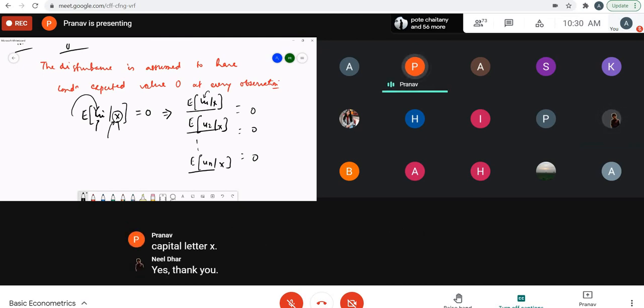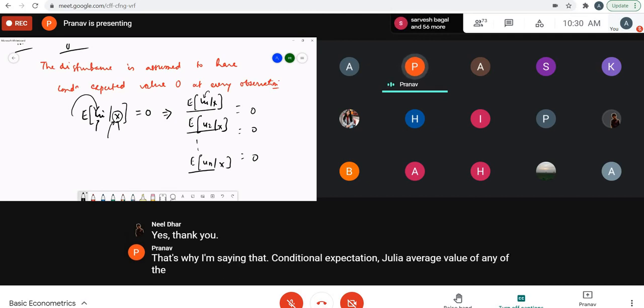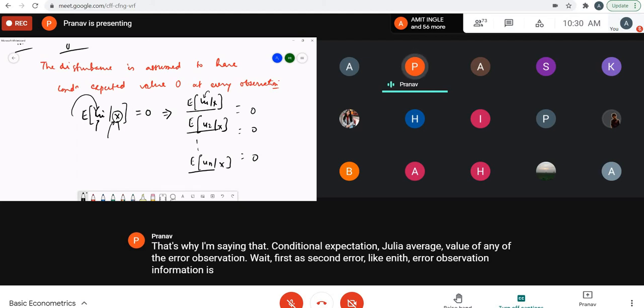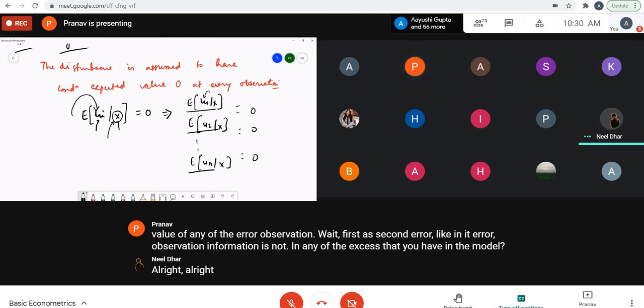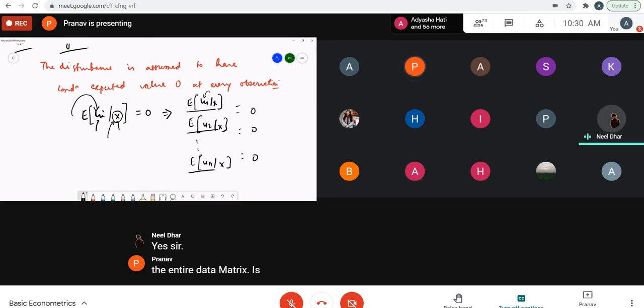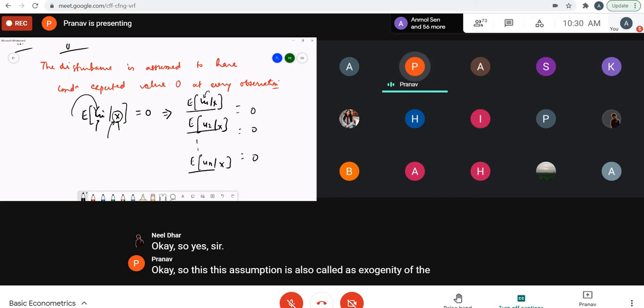है ना? That's why I'm saying that the conditional expectation, or your average value, of any of the error observations, be it the first error, second error, say the nth error observation, information is not contained in any of the x's that you have in the model. That's why it is conditioned on the entire data matrix. Is that clear? So this assumption is also called the exogeneity of the independent variables.